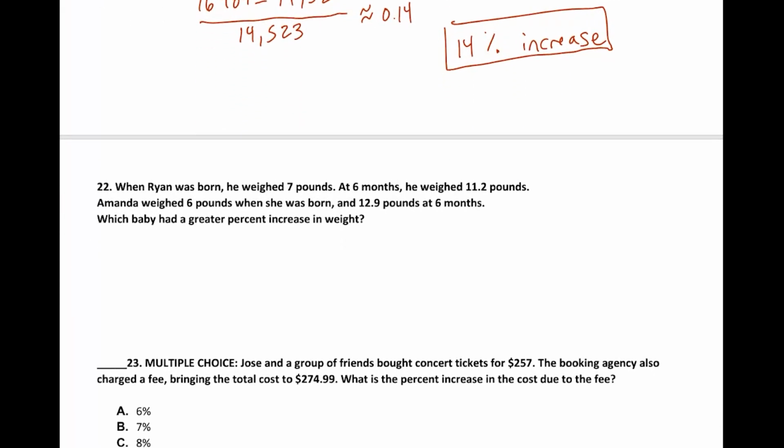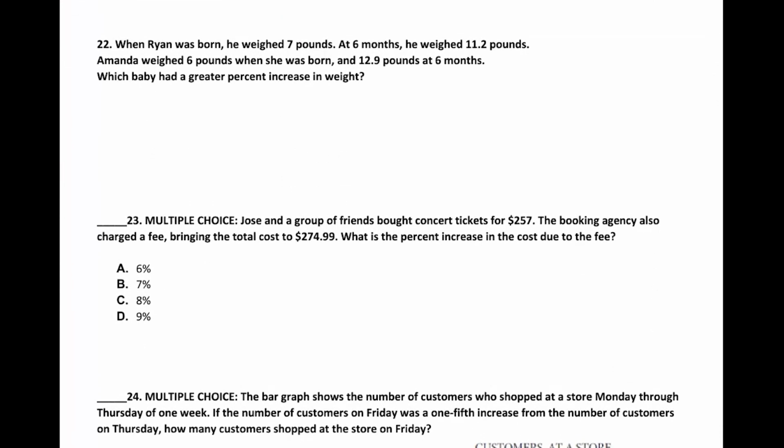Number 22 says when Ryan was born, he weighed 7 pounds. At 6 months, he weighed 11.2 pounds. Amanda weighed 6 pounds when she was born, and 12.9 pounds at 6 months. Which baby had the greater percent increase? So let's find the percent increase for both of them.